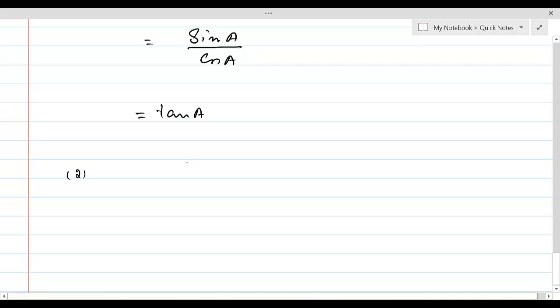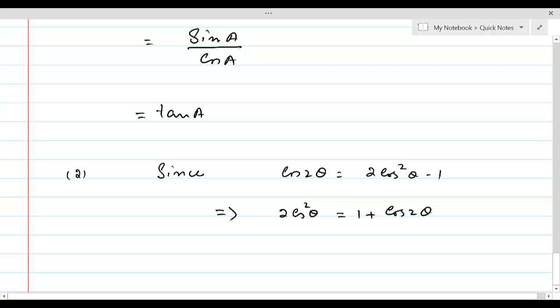So question number 2, since we know that cos 2 theta is equal to 2 cos square theta minus 1, this means we have 2 cos square theta equal to 1 plus cos 2 theta. Here you can see that on the right side there is no power, but there is a multiple of theta, and that's okay. That's the requirement of the question.